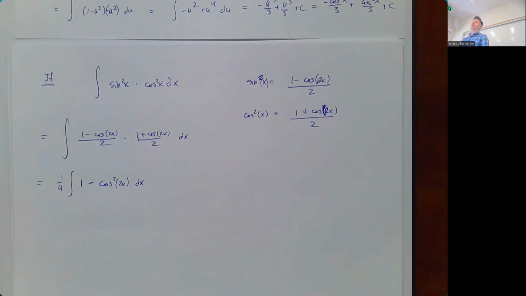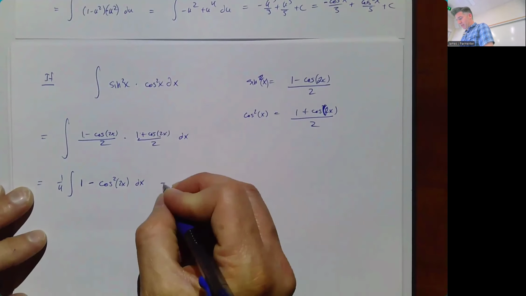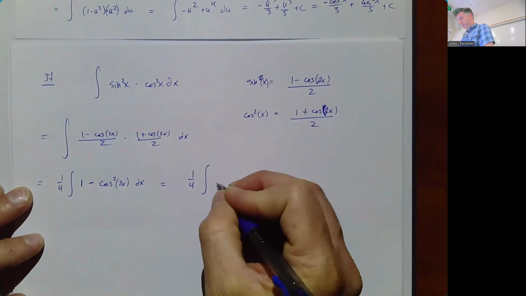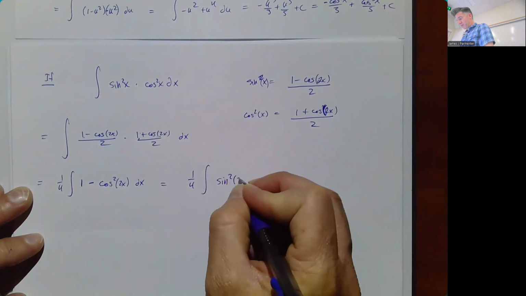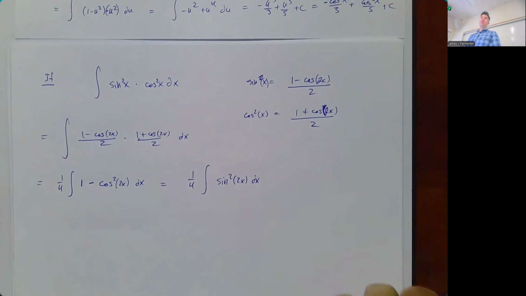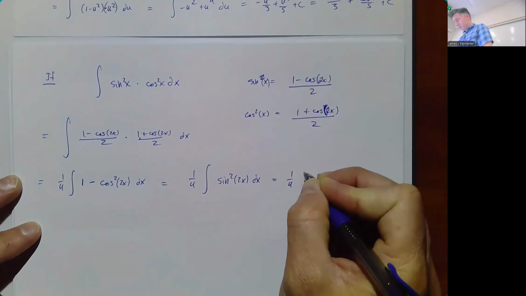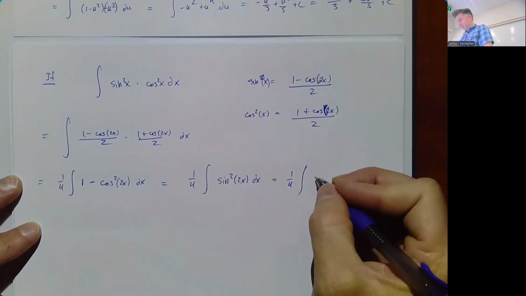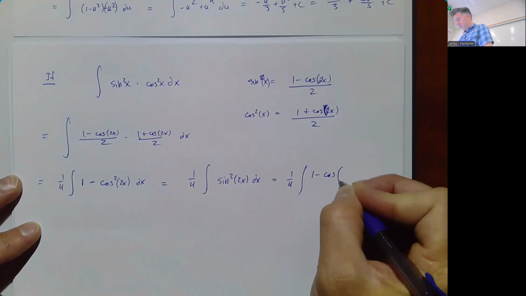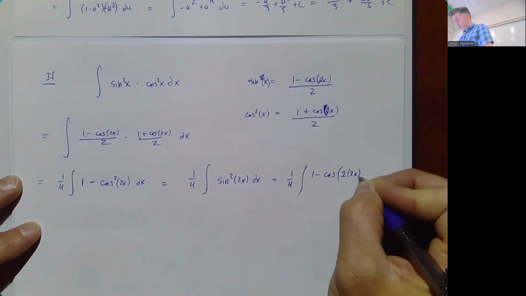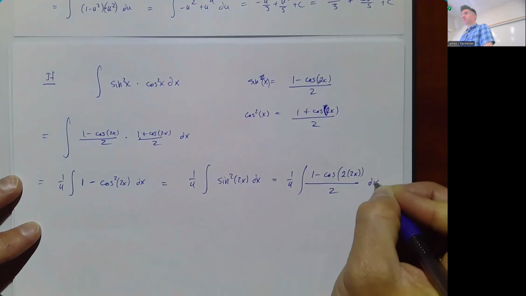Which then we have to use this identity again for. Now, if you want to be slightly slick, it doesn't really make that big a difference, but you could write this as 1/4 the integral of sine squared of 2x, because 1 minus cosine squared of something is equal to sine squared of something. But it really doesn't make a big difference, because then we still have to use this identity and say that sine squared of an angle is equal to 1 minus cosine of twice that angle, divided by 2.